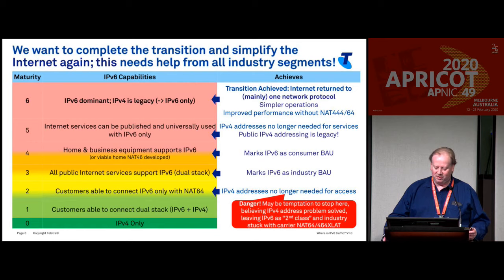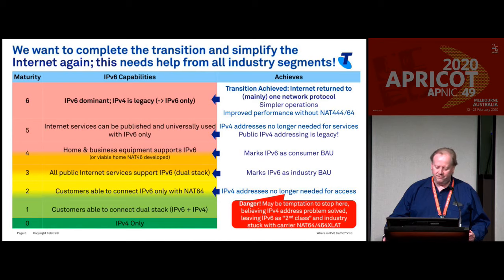I fear that's the time when the industry might say, oh, well, we've stopped having to use IPv4 addresses for access. We've probably got enough IPv4 addresses now to keep us going for publishing services, for all the hosting providers. We can do things to actually keep dual stack on any services going for a long time now. Isn't that all we need to do?